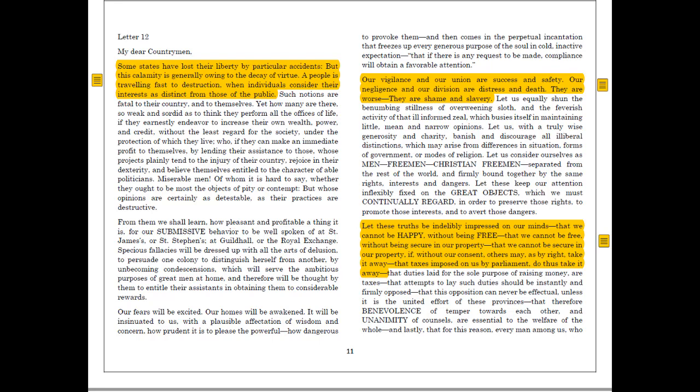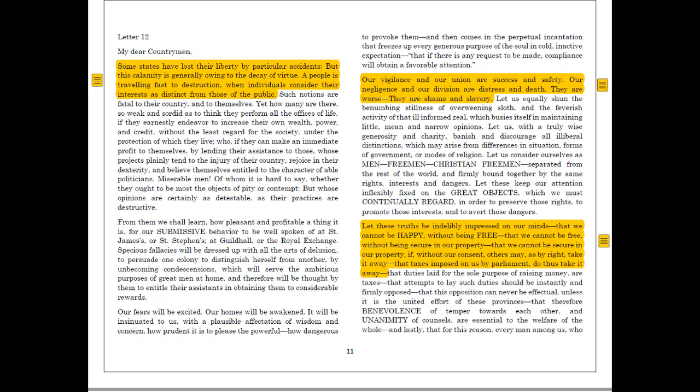He begins letter 12: "Some states have lost their liberty by particular accidents, but this calamity is generally owing to the decay of virtue. A people is traveling fast to destruction when individuals consider their interests as distinct from those of the public." So he's calling upon this classic antagonism between self-interest and the common good.